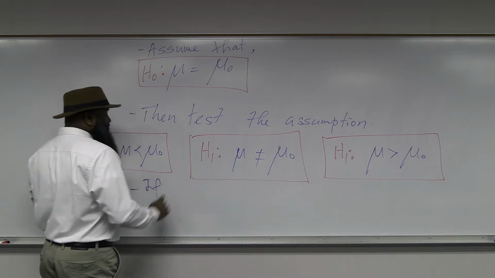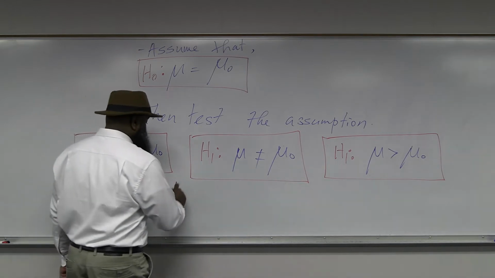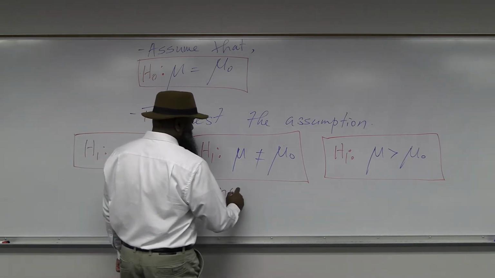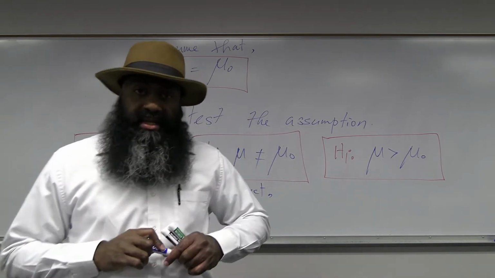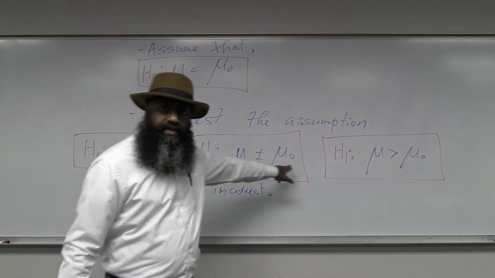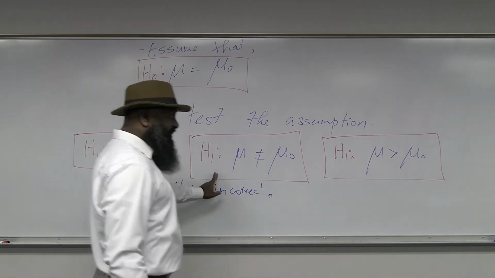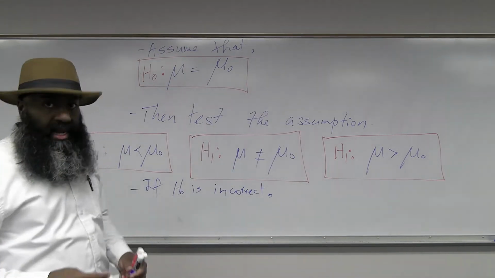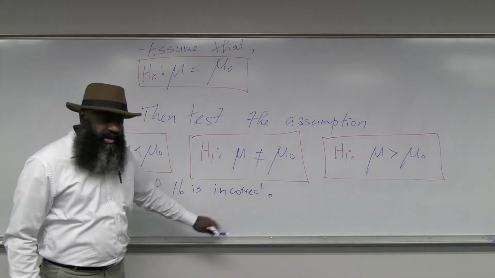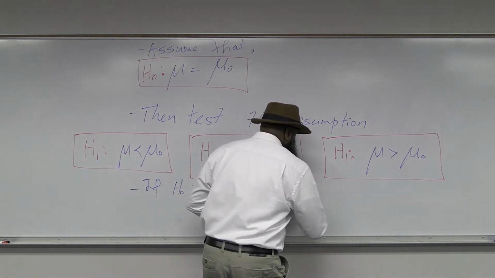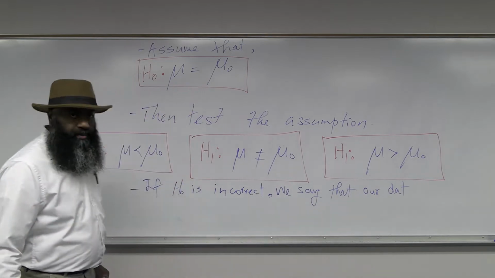If the assumption or the null hypothesis is incorrect, then we say that our data support the alternative hypothesis. Okay? We don't know which alternative hypothesis. It should be one of these three alternative hypotheses. It will be clear later when we discuss examples, but for now I will just write: if the null hypothesis is incorrect, we say that our data support the alternative hypothesis.